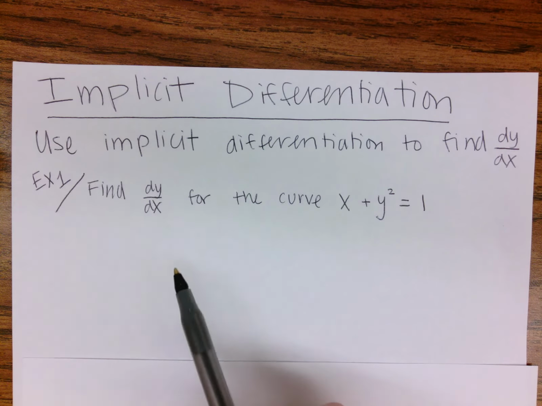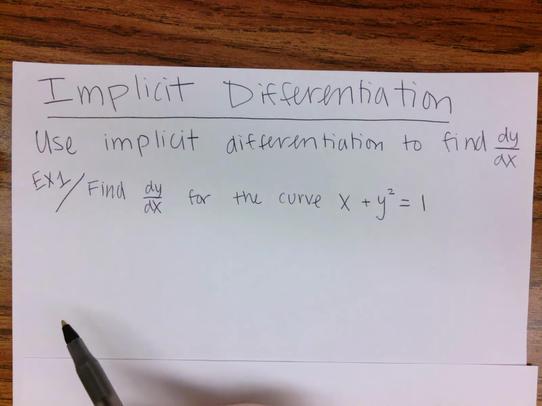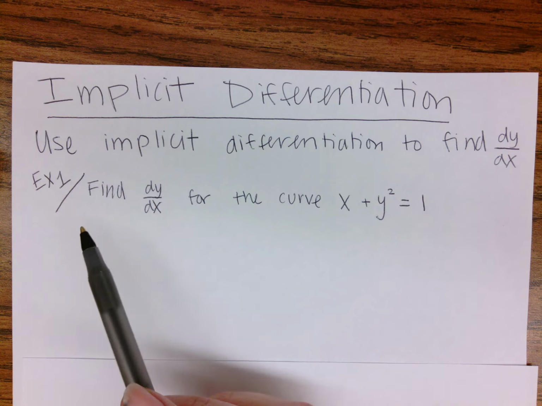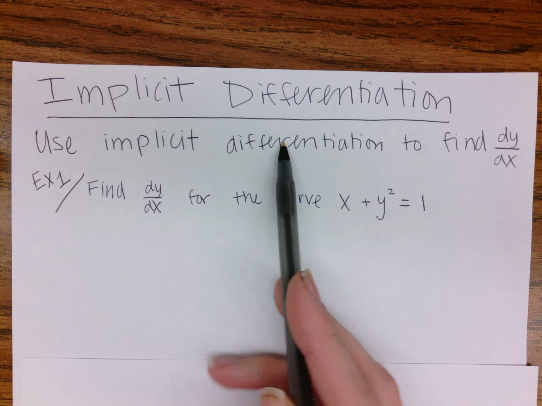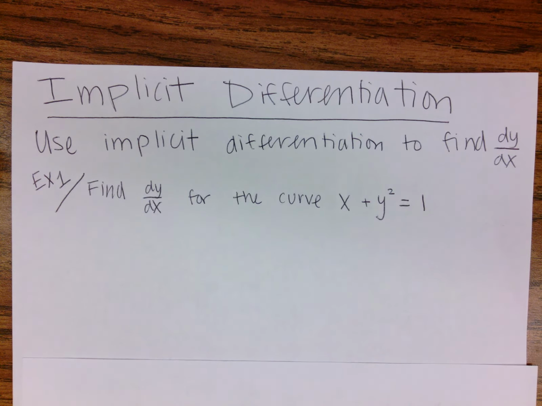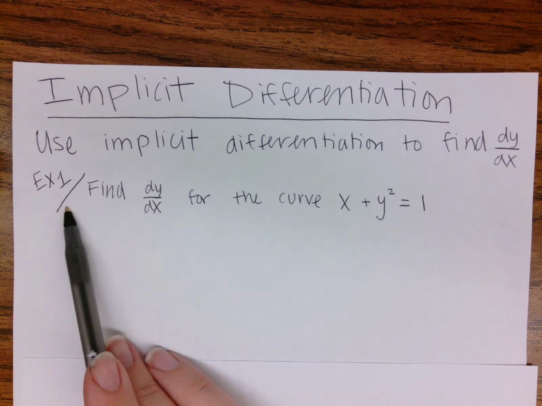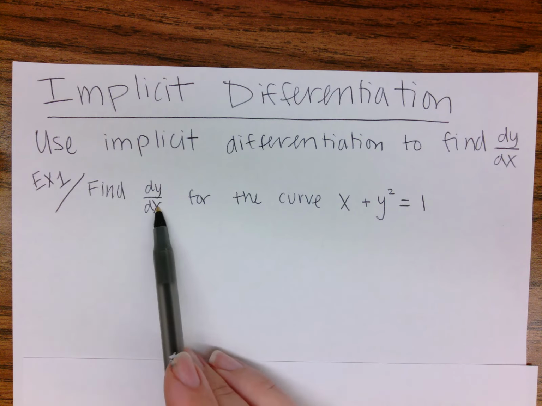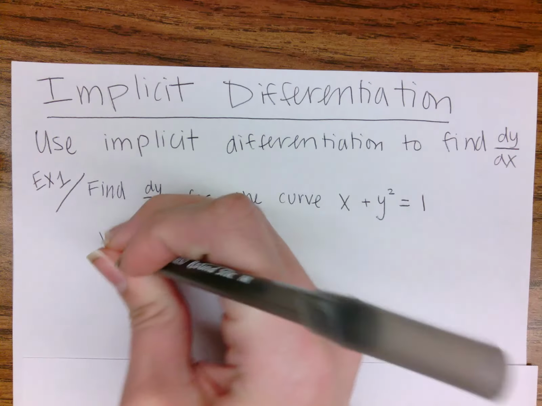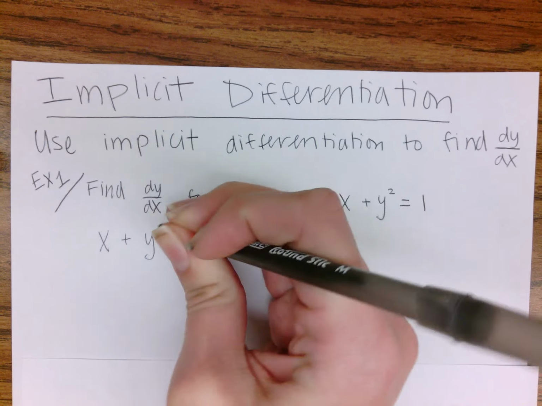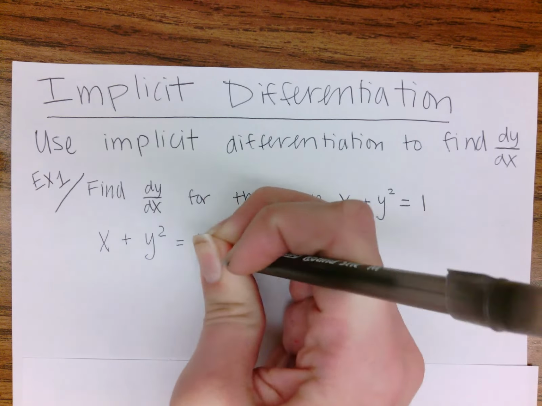This video is an introduction to implicit differentiation, where we will be doing examples of how to use implicit differentiation to find dy dx. Example 1, we are going to find dy dx for the curve x plus y squared equals 1. When using implicit differentiation, rewrite the entire equation, x plus y squared equals 1.